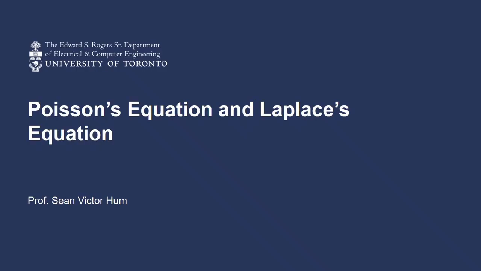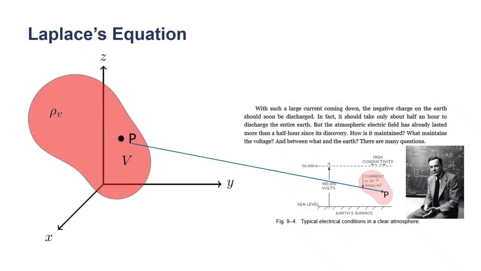This video presents Poisson's equation and Laplace's equation for electrostatic fields. Here's an example of a problem that we would like to solve. We have a volumetric charge density contained within a volume V, and the volumetric charge density is rho sub V, as usual. And at some point P, we are interested in finding some field quantity, such as the voltage at point P or the electric field at point P.